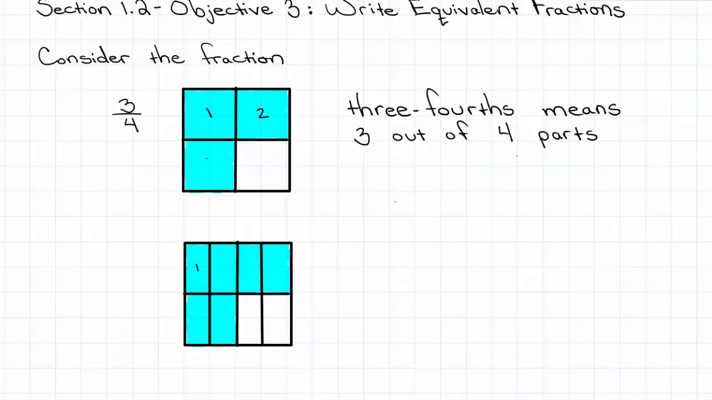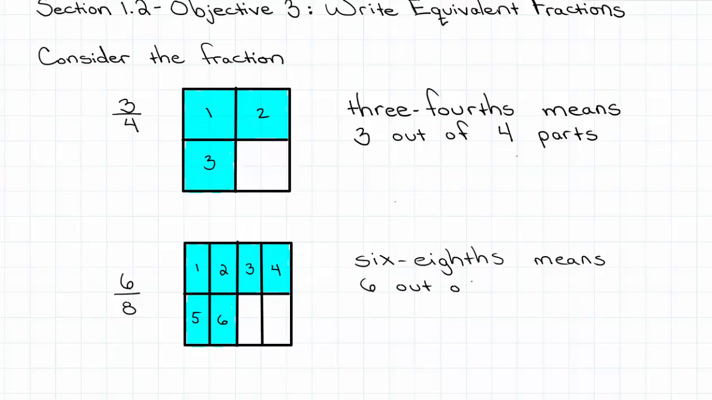So now you can see that the original fraction 3/4 had 1, 2, 3. 3 out of 4 parts were shaded. And the second picture that we have here now has 1, 2, 3, 4, 5, 6 pieces out of 8 shaded. So this is going to represent the fraction 6/8. I'm going to write that down. 6/8 means the same thing as 6 out of 8 parts.